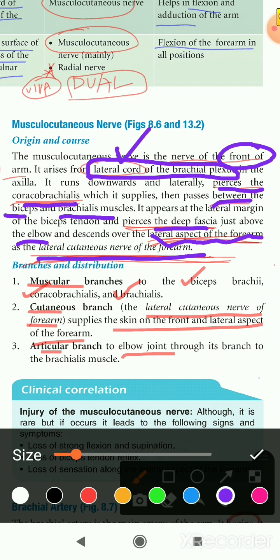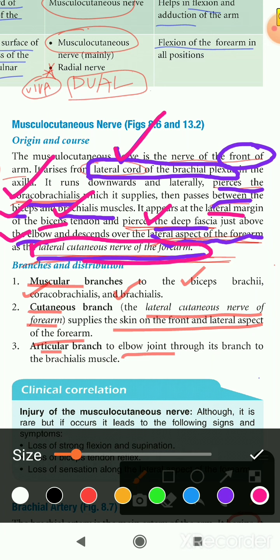So we can see this musculocutaneous nerve, after arising from the lateral cord of the brachial plexus, pierces the coracobrachialis, passes between the biceps brachii muscle and brachialis muscle, and then appears at the lateral margin of the biceps brachii tendon and pierces the deep fascia just above the elbow. Then it continues as the lateral cutaneous nerve of the forearm.